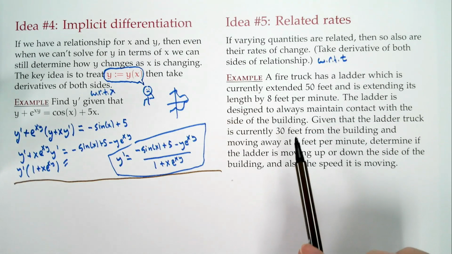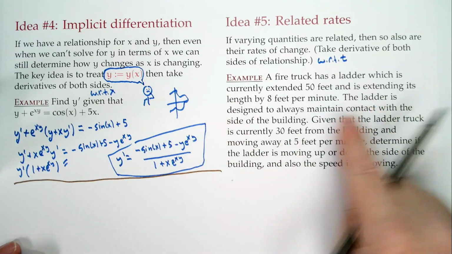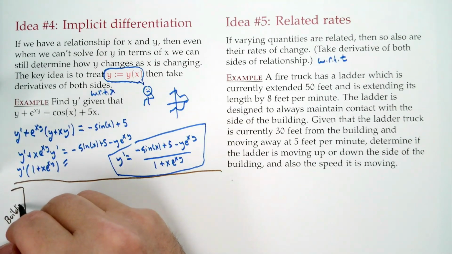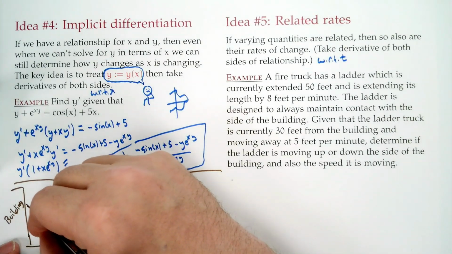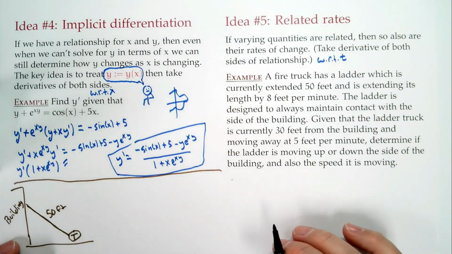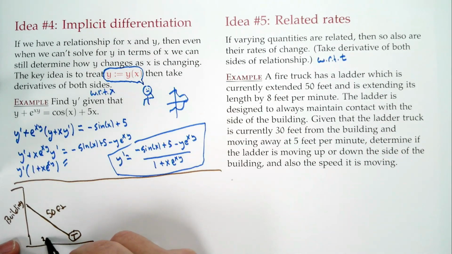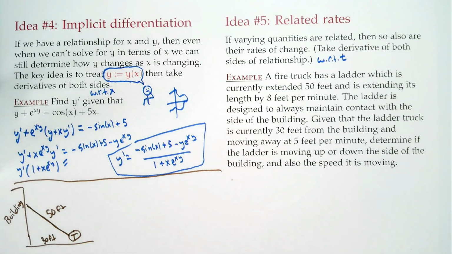A fire truck has a ladder which is currently extended 50 feet and is extending its length by 8 feet per minute. Okay, so we have a fire truck. The ladder is designed to always maintain contact with the side of the building. So here we have our building, which, to help you see that it's a building, we'll label it building. Then we have our fire truck. We'll put T for truck, and there's this ladder here that's been extended 50 feet. What else do we know? The ladder truck is currently 30 feet from the building. So here's 30 feet, and it is moving away at 5 feet per minute. Determine if the ladder is moving up or down the side of the building, and also the speed it is moving.